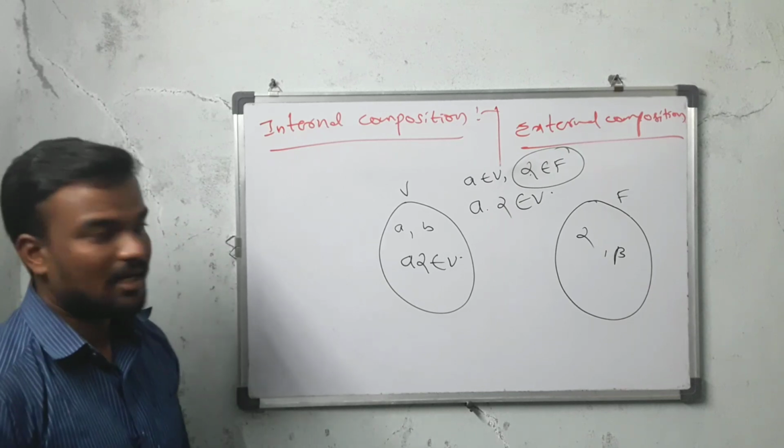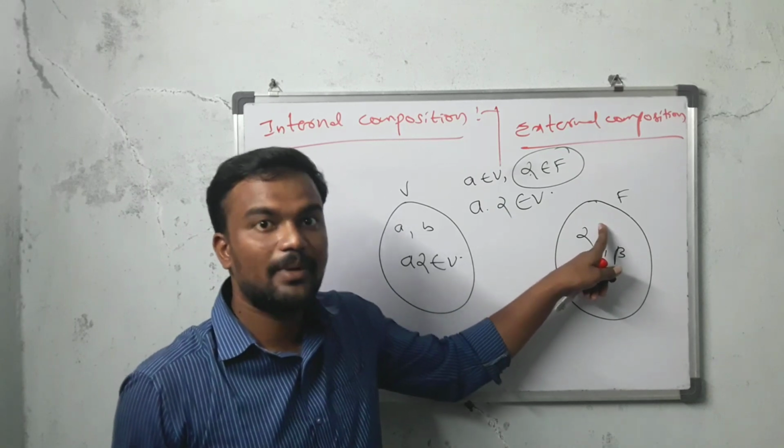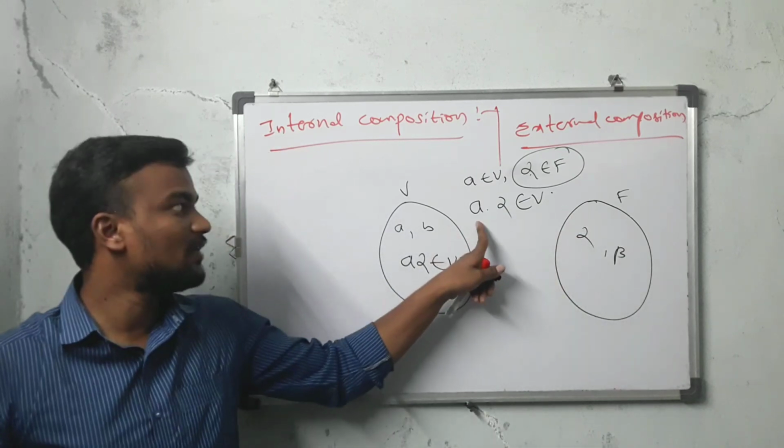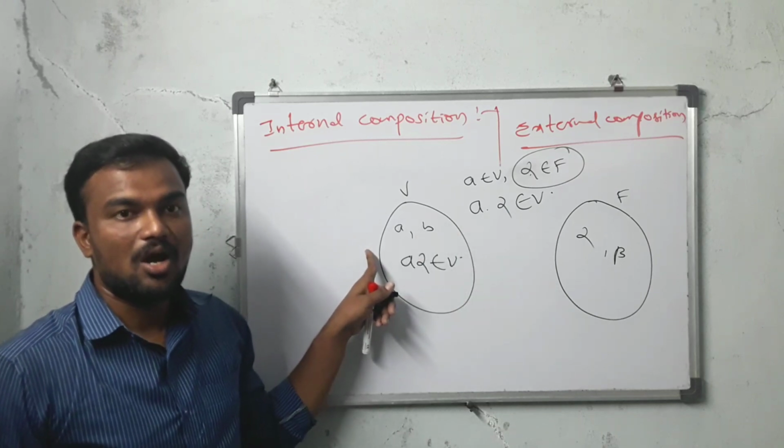It is an external composition. V is a set of vectors, alpha is a scalar. If you apply the binary operation between these two elements, what do we get? Vector. Again what do we get? Vector. It is an external composition.